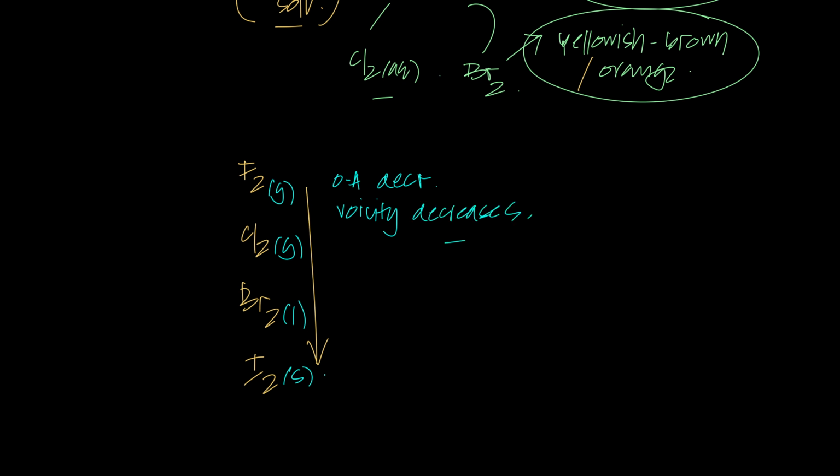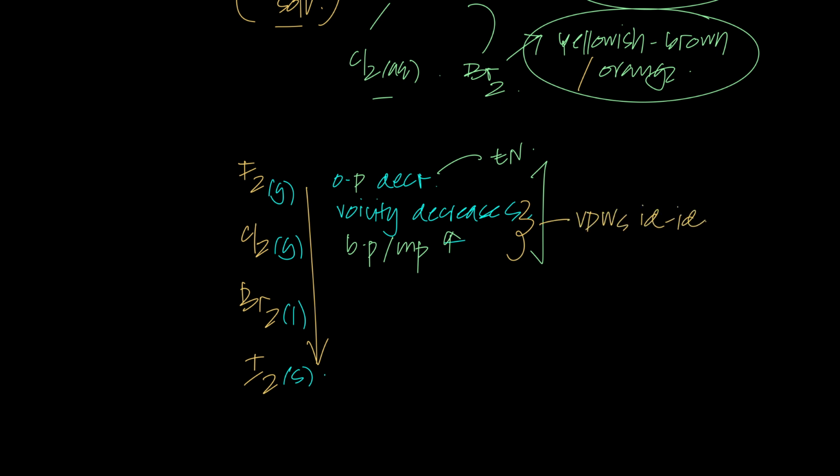And the reason for that is pretty simple. The reason for oxidizing power decreasing has to do with electronegativity, and the reason for volatility decreasing, or melting point and boiling point increasing, is what? These two ideas are related to the van der Waals. The van der Waals due to ID interactions increase. Why? Because you have more electrons. This is all recap. We've already done everything.